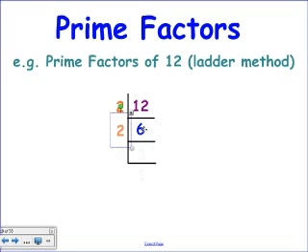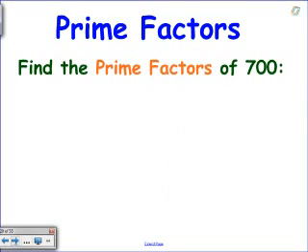Well, I know 2 divides into 6 3 times. What divides into 3? 3 divides into 3, which gives me 1. So my prime factors are 2, 2 and 3. Just like the last method, but it's with a ladder. It's slower. You can use whichever method you like. I want you to use whatever method you like to tell me the prime factors of 700. It doesn't matter how you do it, you will all get the same answer.